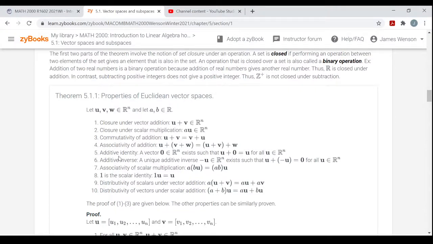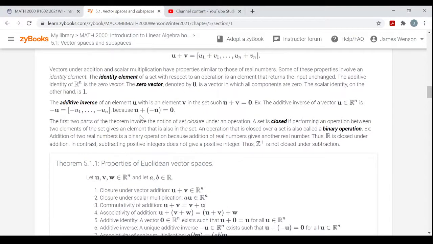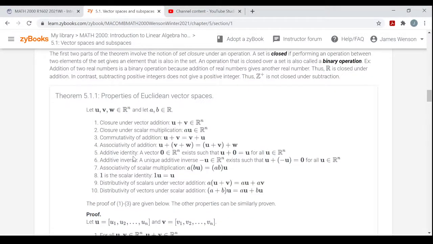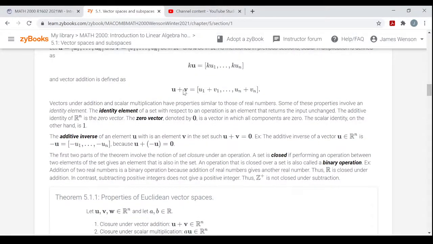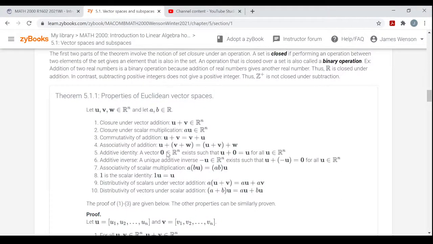There must be an additive identity. All right, that was mentioned up here. There must be an additive identity element. So there must be a vector in the space such that, when you add it to a vector, that vector remains unchanged. And for our Euclidean spaces, with vector addition defined this way, that will be the zero vector. So the zero vector must be in the space, which it is.